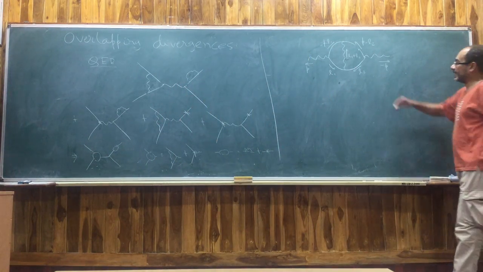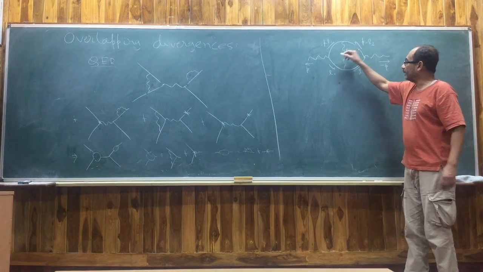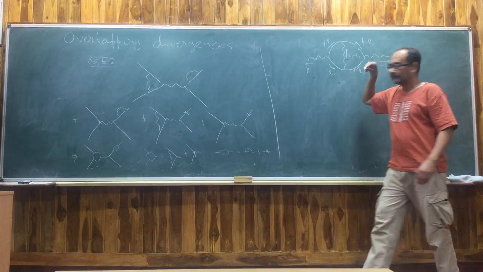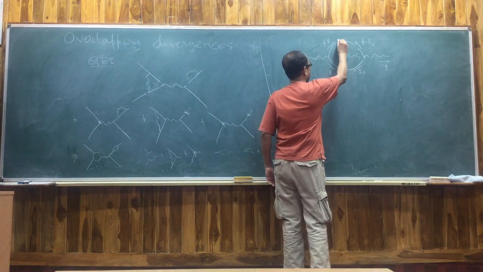Now you see that in this diagram we can have divergences when L1 becomes large. Why? Because these are forward-going propagators. Maybe I should draw some arrows.